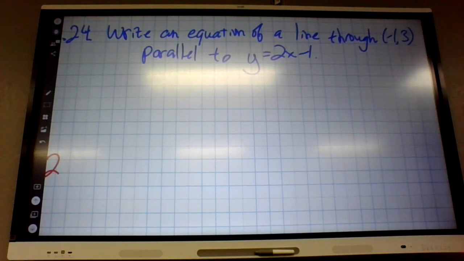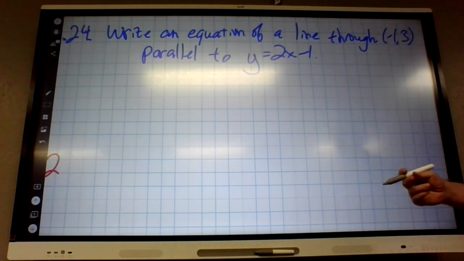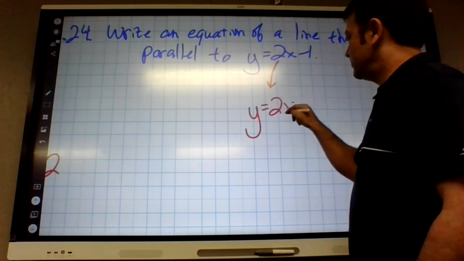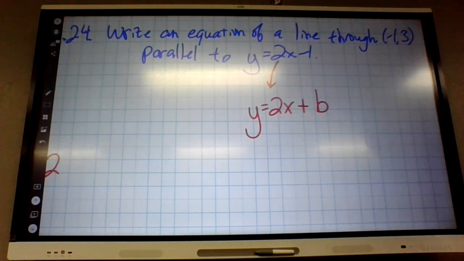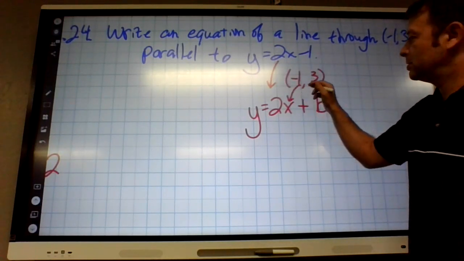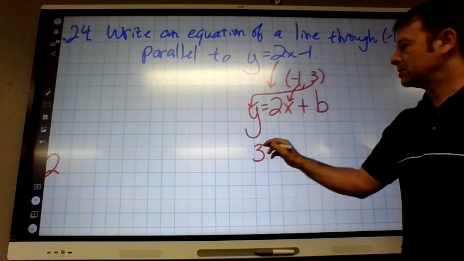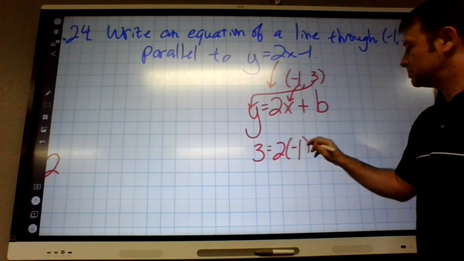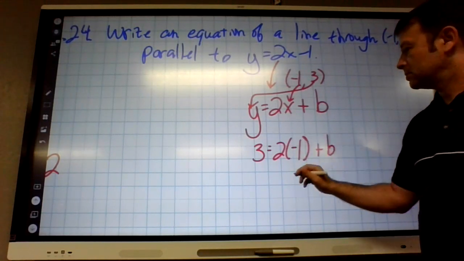Write an equation of a line through -1, 3 that's parallel to y equals 2x minus 1. So if it's parallel, what? You have to have the same slope. We're gonna steal the slope. But we need to find our own y-intercept by doing what? Plugging in -1, 3. Wait, how did you get that 1 and 3 in the first place?